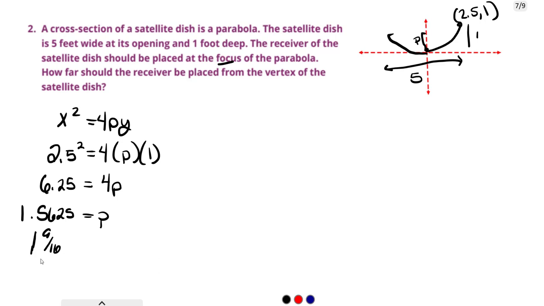So the receiver will be above the dish by 1 9/16, so 1 9/16 feet from the vertex. And so let's do the last problem.